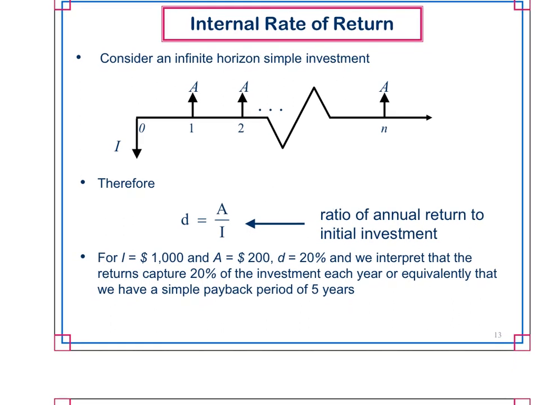And so this is just formalizing our discussion. If your initial value is 1,000, your annuity is 200, and it's 20%, that is going to be a simple payback of 5 years, right? So that's not including reinvestment.